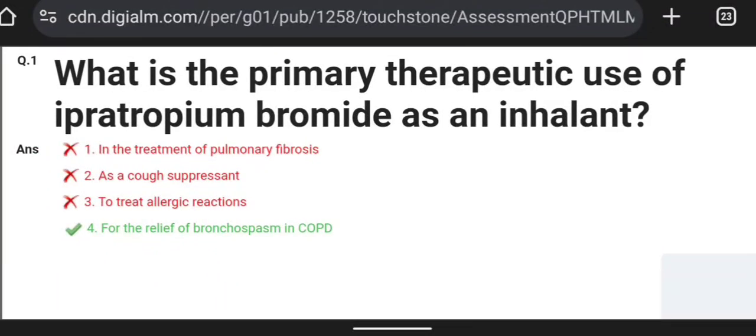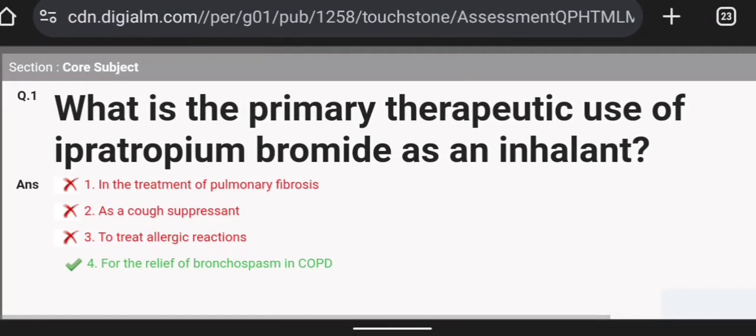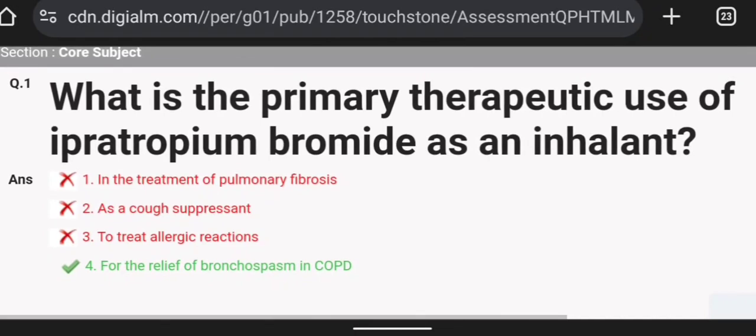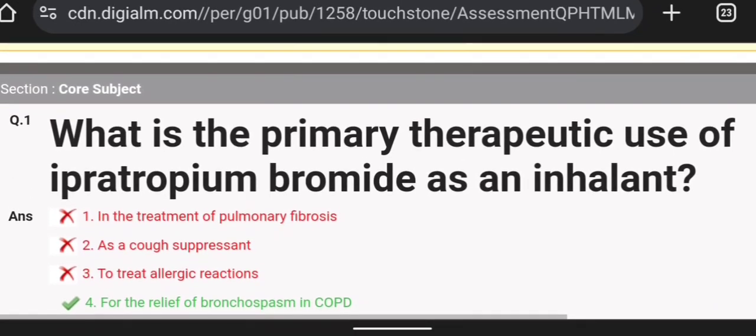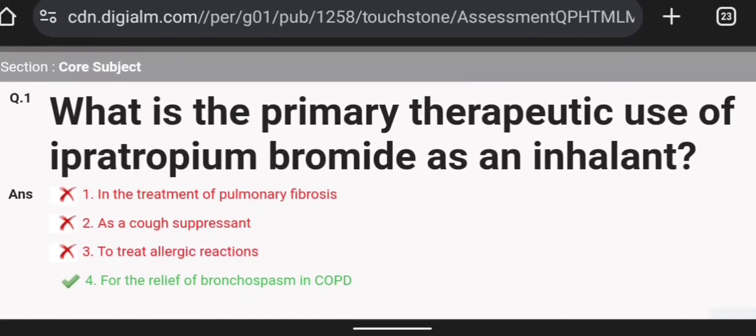What is the primary therapeutic use of ipratropium bromide as an inhalant? Answer: for the relief of bronchospasm in COPD.